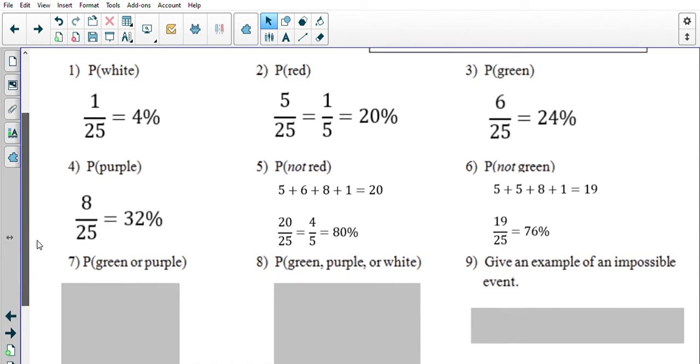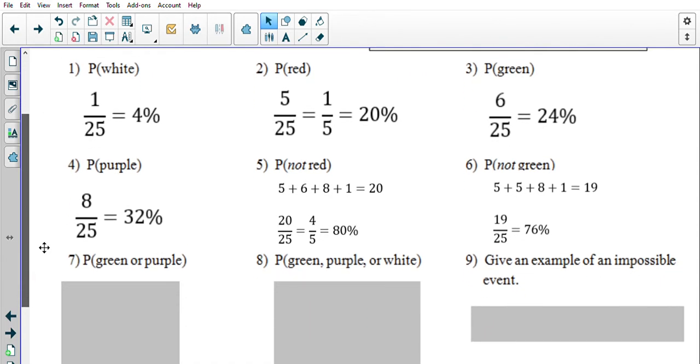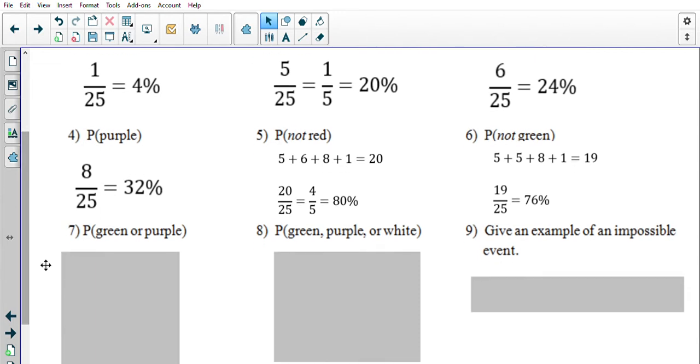Now, pay attention to 7 and 8, because again, Math 7 struggled a bit with this. Number 7, it says, what's the probability of selecting green or purple? That doesn't mean that you just choose one of them. It means that what's the probability that when I select a marble that it's either green or purple? Now you can find the probabilities of each separately, but you need to add them together. So what I did was I did it all together.